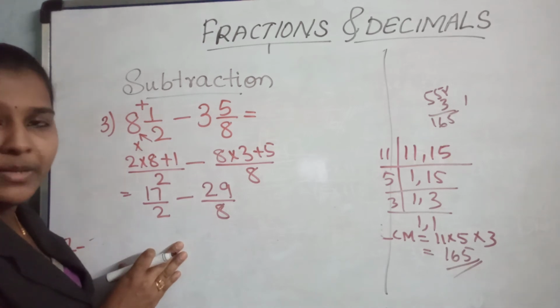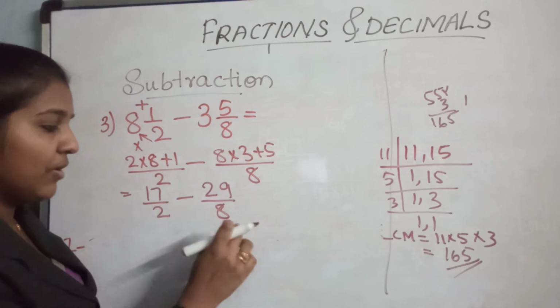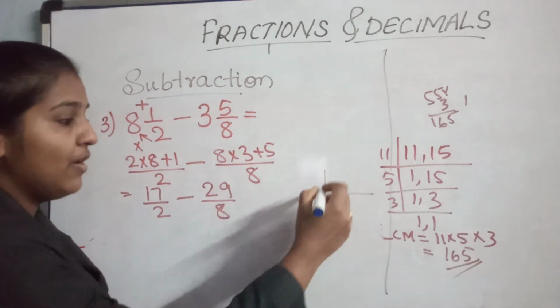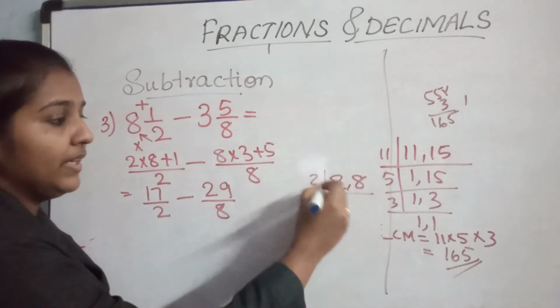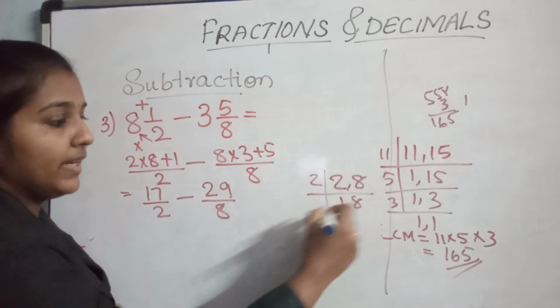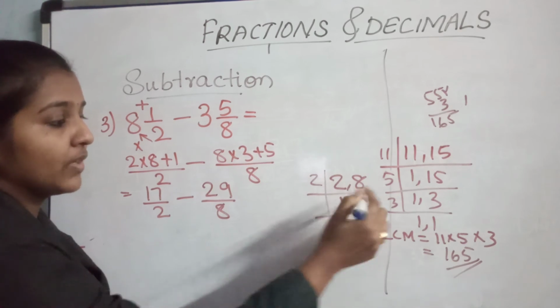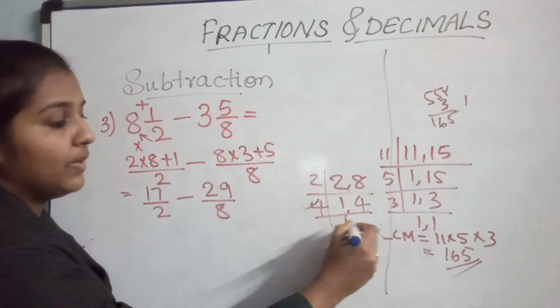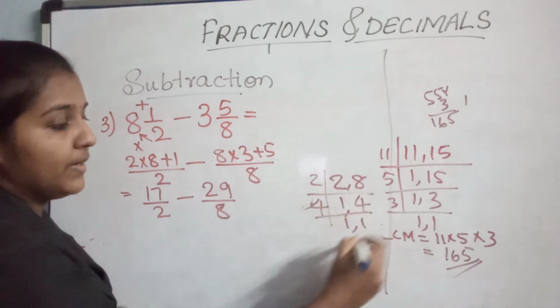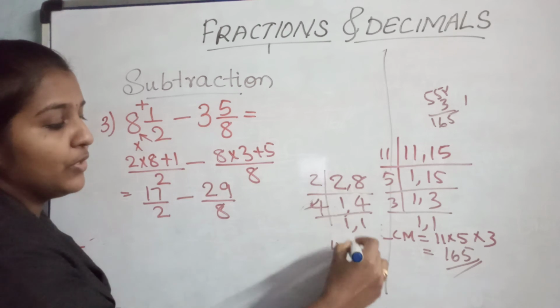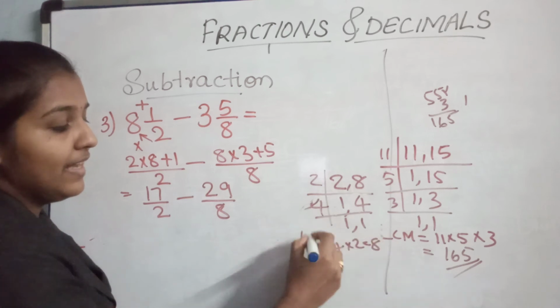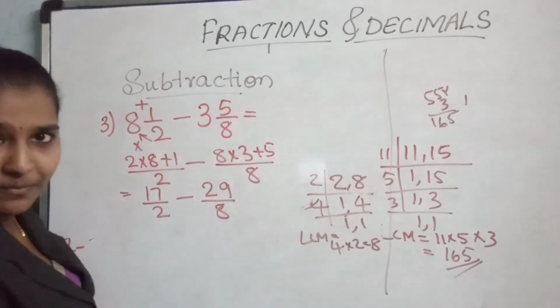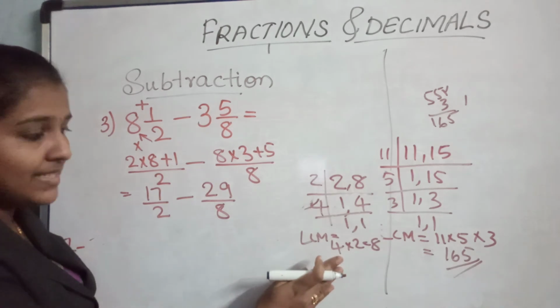To make the denominator same, we have to take the LCM of these two denominators, that is LCM of 2 and 8. Okay, so 4 twos are 4 into 2 is equal to 8. This is the LCM. LCM is 8. Okay, LCM we will get as 8.